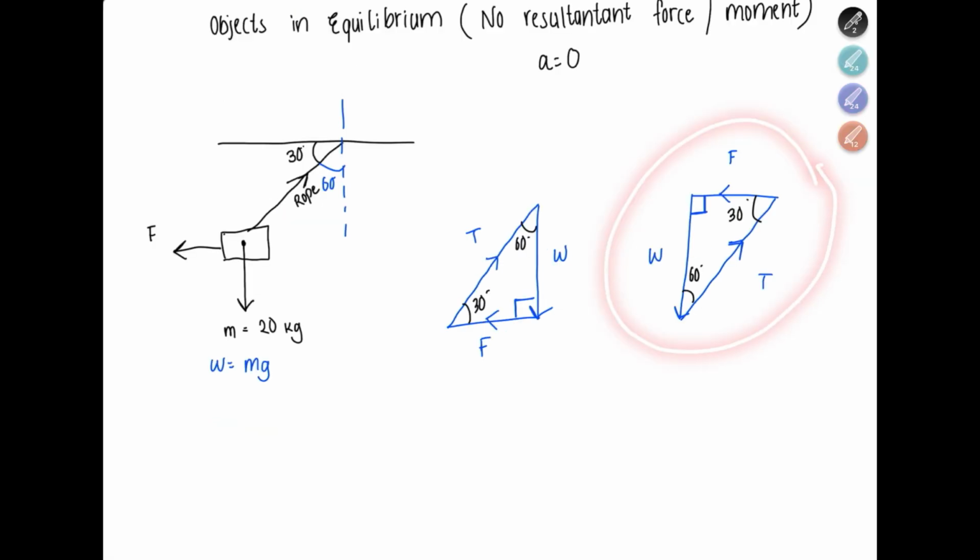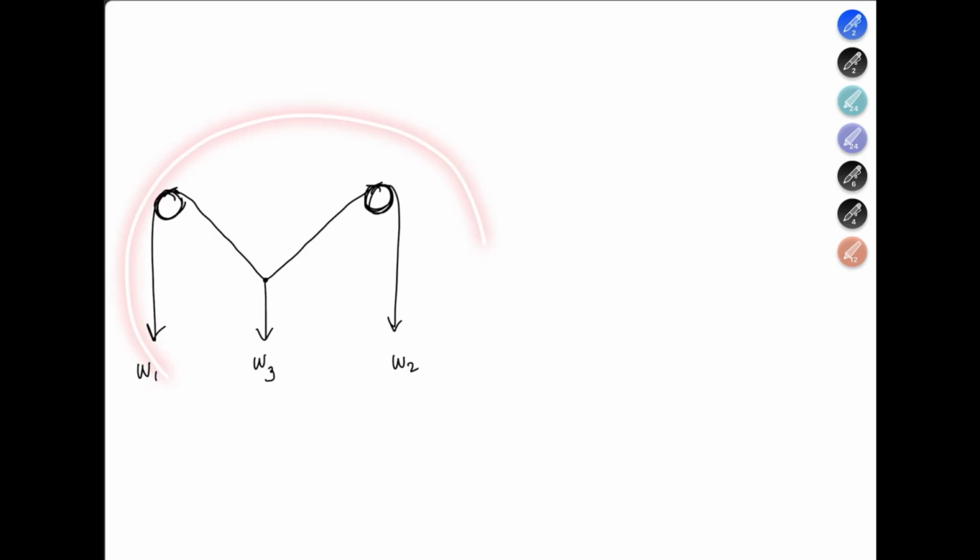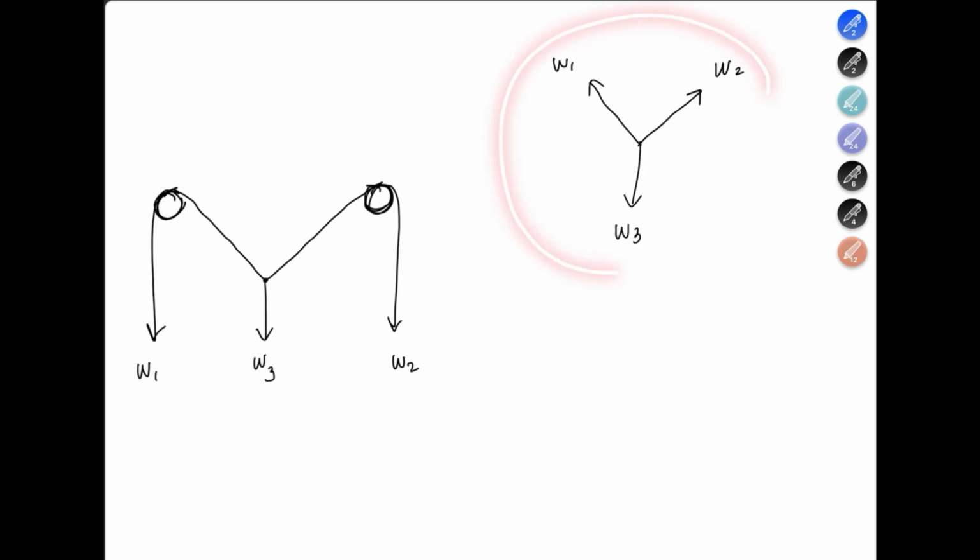In a closed triangle, the sum of forces is 0, so you can say W plus force plus T equals 0. Now you have another system of forces. You have W1 and W2, which are pulling up like this, and then they're going down through a pulley. And then you have W3, which is acting downwards. So the forces are basically like this: W1, W2, and W3.